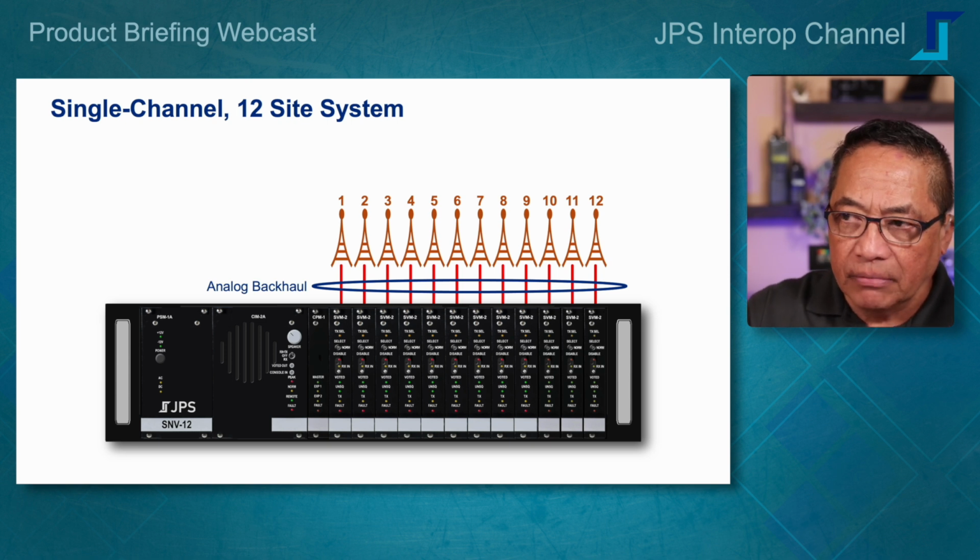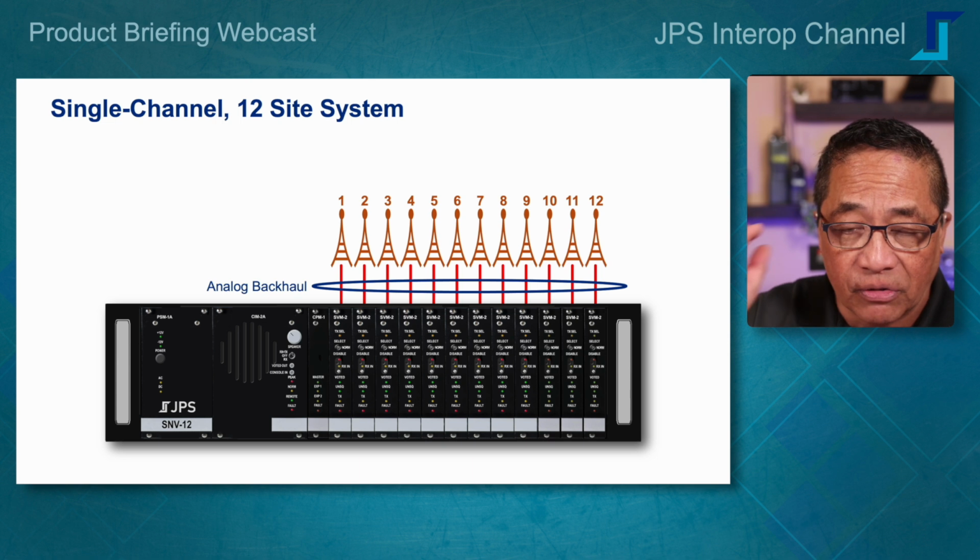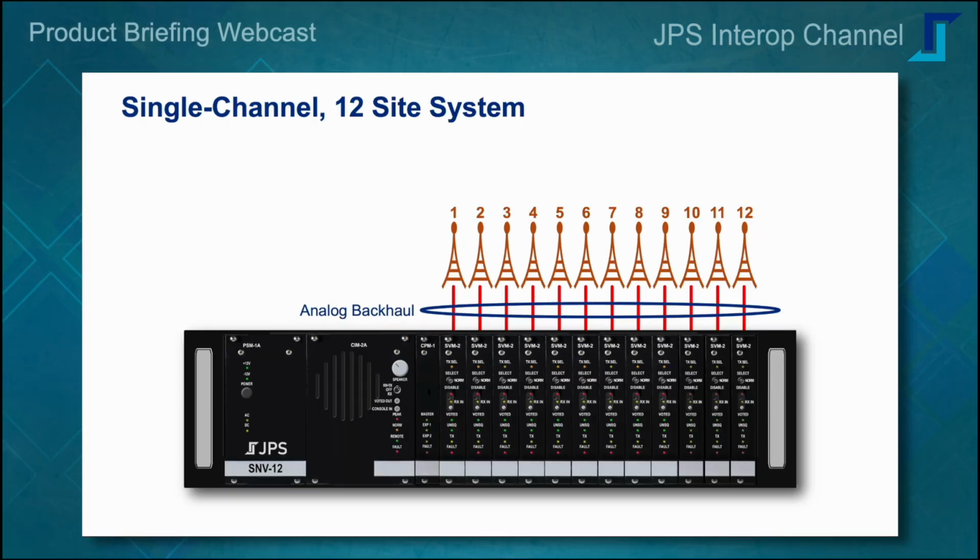So this might be depicting an existing customer system. The existing customer system might even have a dual or a triple chassis type solution, but nonetheless, they're all the same, except they're obviously larger or higher in capacity. But this is an example of a single channel, 12 site analog backhaul solution.